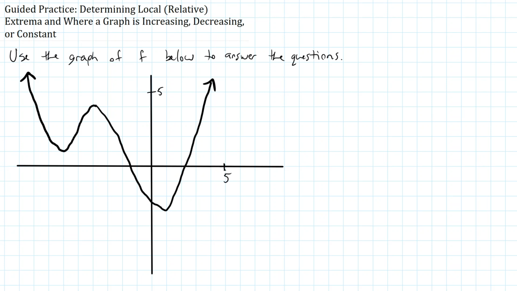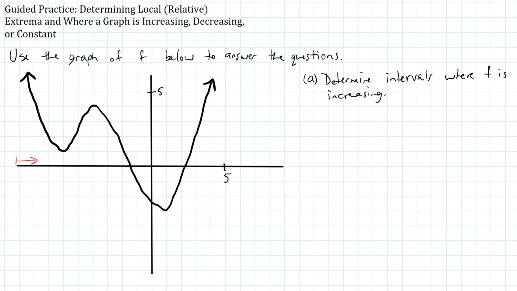Okay, question A that you'll want to copy down is determine intervals where f is increasing. So what's important about when you're looking if a function's increasing, decreasing, or constant is move left to right. Okay, so start at the left of the graph and see if you can identify all the places where the function is increasing or going up from left to right.